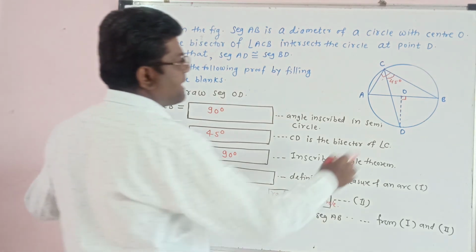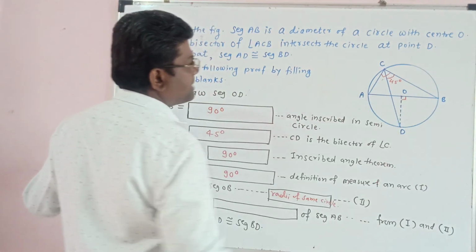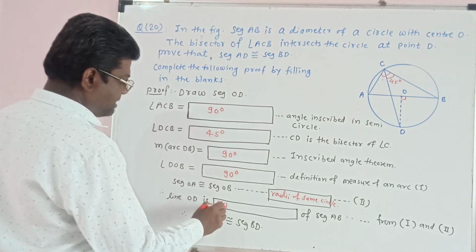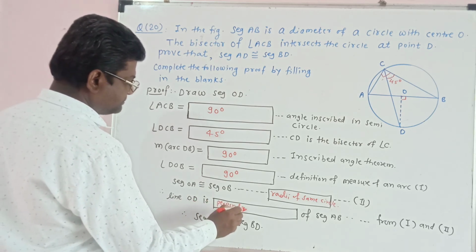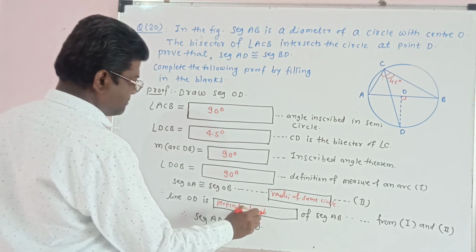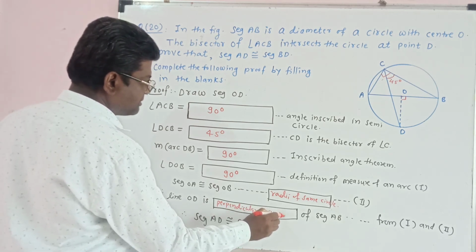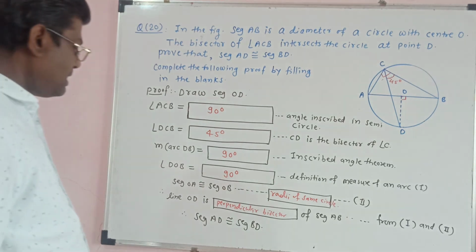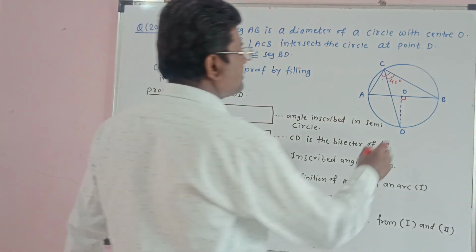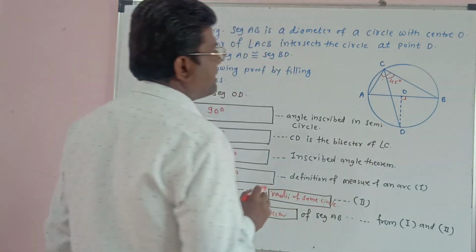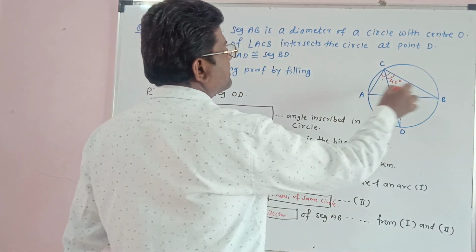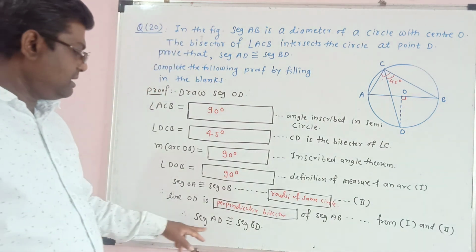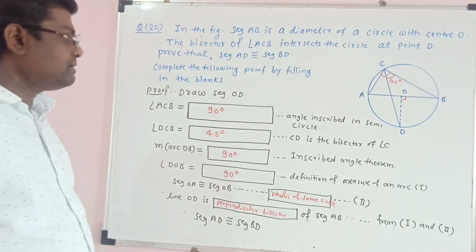Therefore line OD is the perpendicular bisector of segment AB. Therefore this point D is equidistant from points A and B. Therefore segment AD is congruent to segment BD.